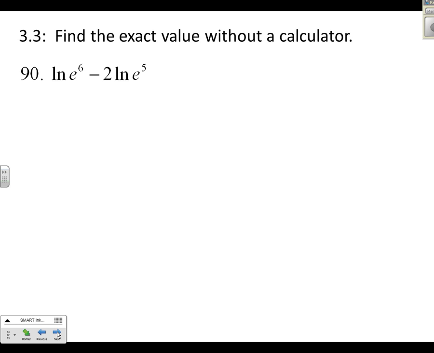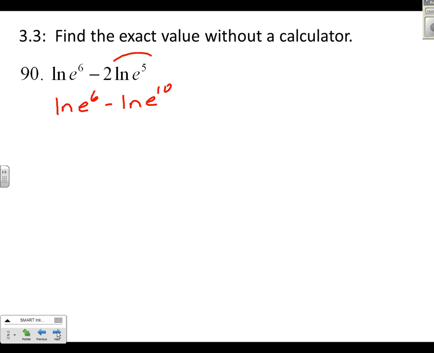Okay, so now we're base e, we're natural log ln's. Find the exact value without a calculator. Holy smokes, I don't even know what the exact value of e is. 2.71, something like this. But what can we do here? Let's smash these guys together. ln e to the 6th minus ln, 2 can come in, so that would be e to the 5th to the 2nd. That's e to the 10th.